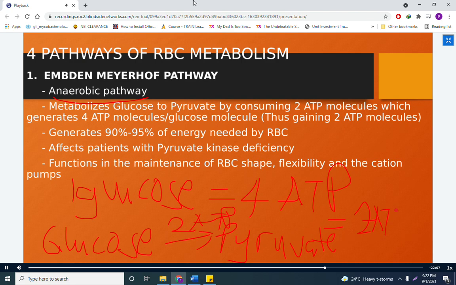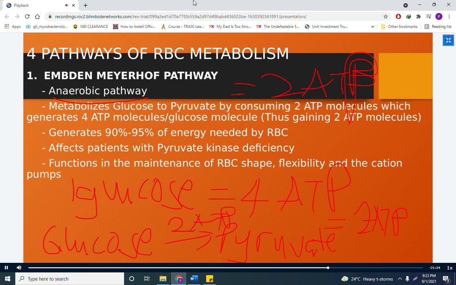Get it? Let me repeat, class. Your glucose, upon metabolization, will produce 4 ATP molecules. Now, for you to metabolize glucose to pyruvate, you will need 2 ATP molecules. So you take 2 from the 4, and what is left is 2. So if in your quiz the question is, how many ATP molecules is the byproduct or end product of your Embden-Meyerhof, the answer is 2 ATP molecules. Okay?